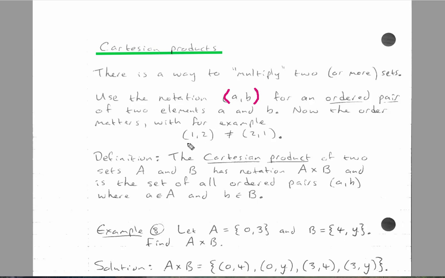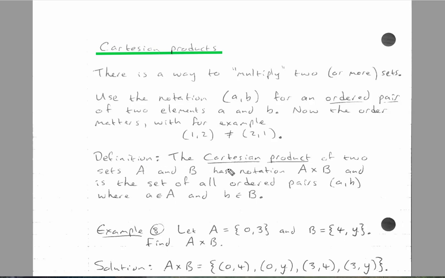For example, here's the ordered pair (1, 2), and it's ordered. That means that's different from (2, 1). So the order makes a difference here. If you were talking about the set {1, 2}, then the order does not make a difference. That is equal to the set {2, 1}. This also looks like interval notation, but no, we're talking about ordered pairs here.